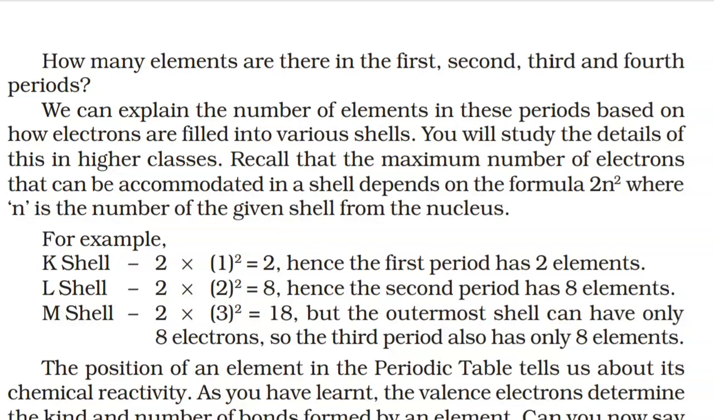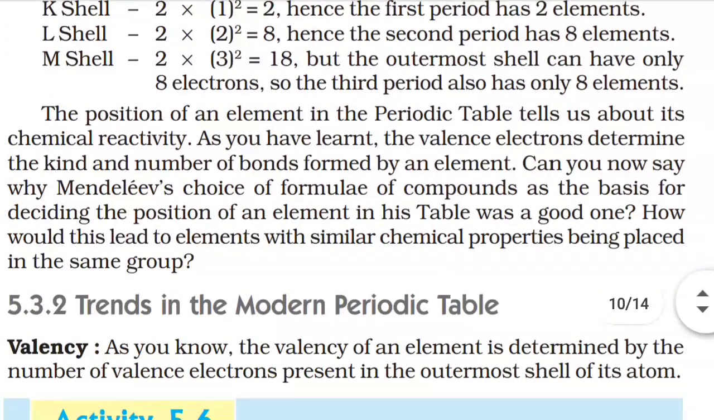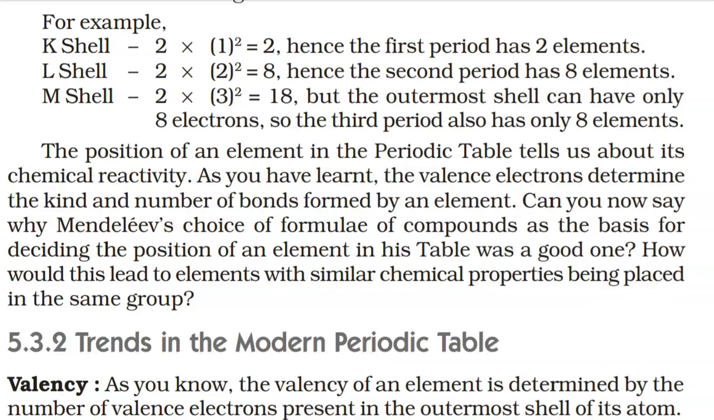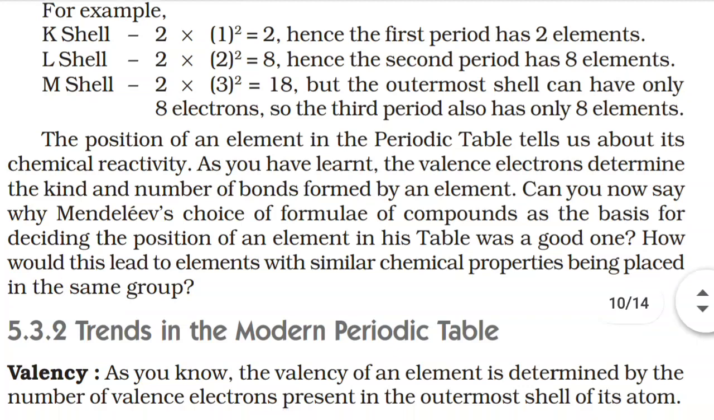Recall that the maximum number of electrons that can be accommodated in a shell depends on the 2n² formula, where n is the number of the given shell from the nucleus. For example, K shell: 2 × 1² = 2. Hence the first period has 2 elements. L shell: 2 × 2² = 8. Hence the second period has 8 elements. M shell: 2 × 3² = 18. But the outermost shell can have only 8 electrons. So the third period also has only 8 elements.